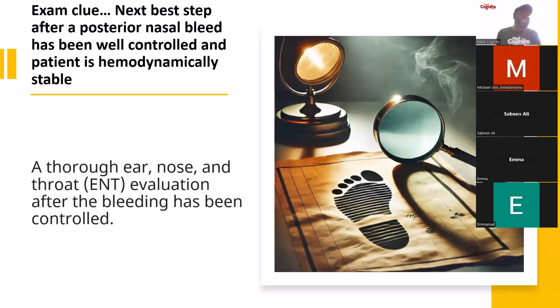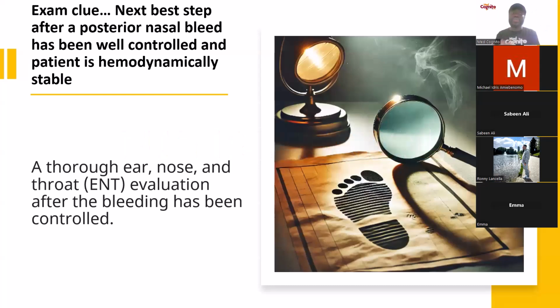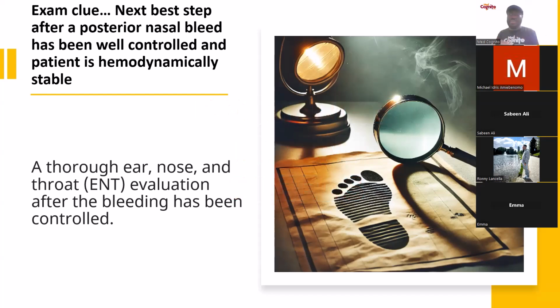After a posterior nasal bleed has been well controlled and the patient is hemodynamically stable. ENT referral. Yeah. Good. ENT referral for a thorough ear, nose, and throat evaluation. Remember, I'm talking about posterior nasal bleed. After a posterior nasal bleed has been corrected, what is your next best step? Now the patient's blood pressure is fine, patient is breathing fine, the patient's oxygen saturation is fine, the patient's pulse is fine. What will you do? Please make sure you get an ENT specialist involved so that this patient's ear, nose, and throat can be assessed.